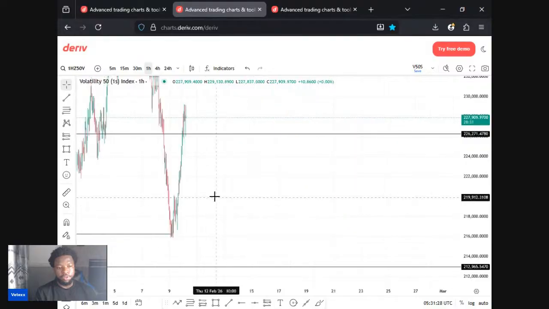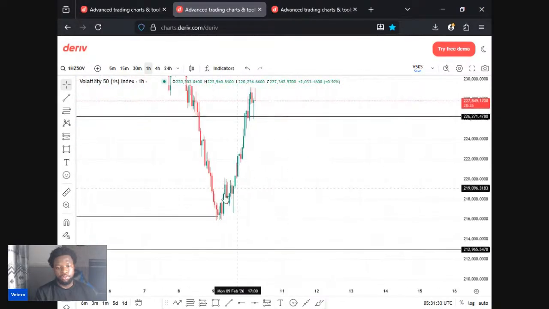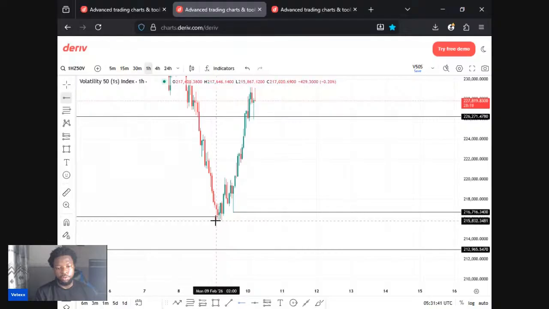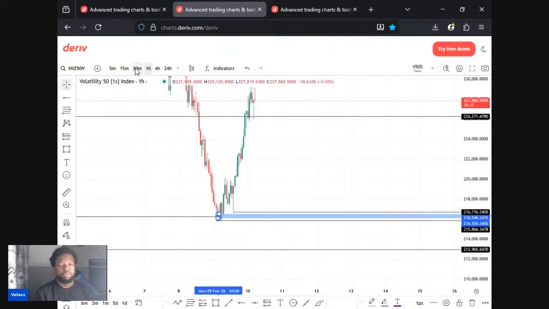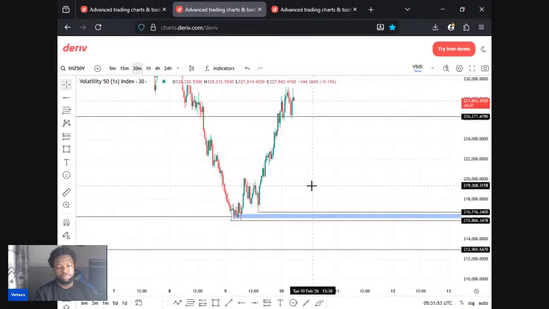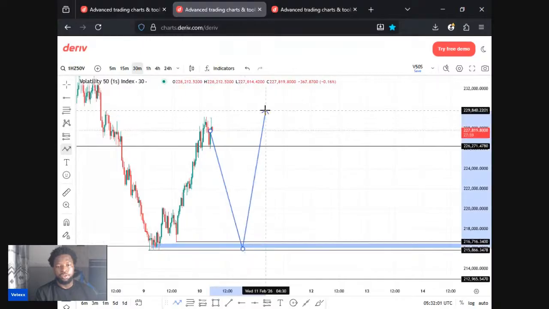Remember, this is the 1-hour structure, and then we are looking for the continuation pattern. So this is a sweep. This is your structural liquidity. Remember, this is the 1 hour, and then this is your protected low. So this zone becomes your point of interest. Now, what are we anticipating price to do? Anticipating price to come into this zone and then continue to move to the opposite direction.